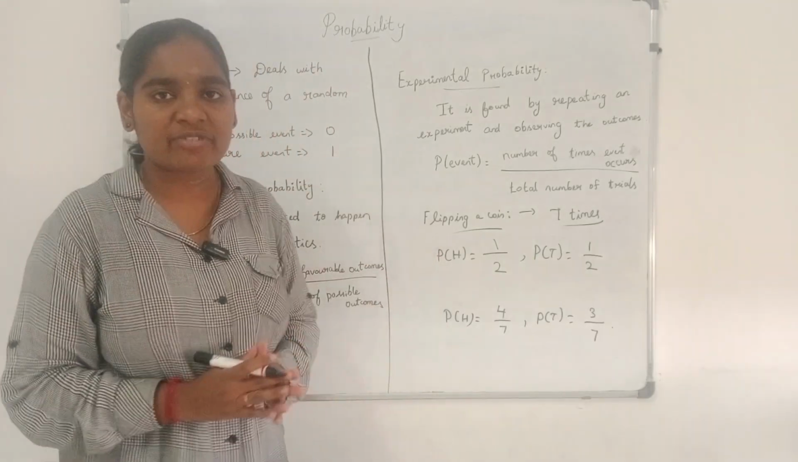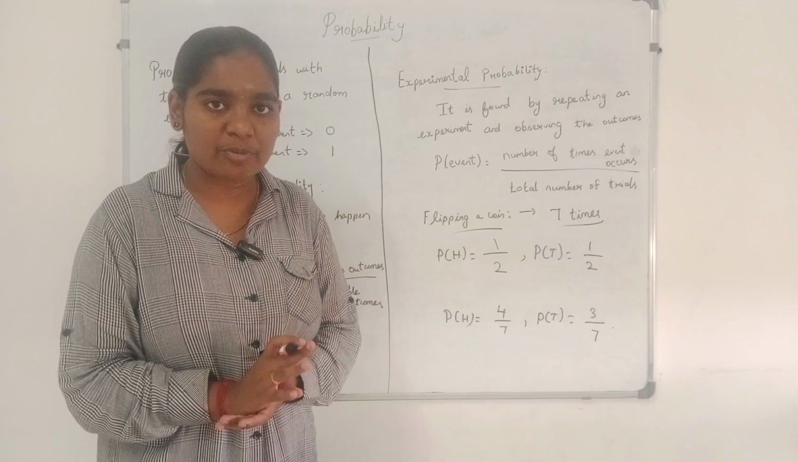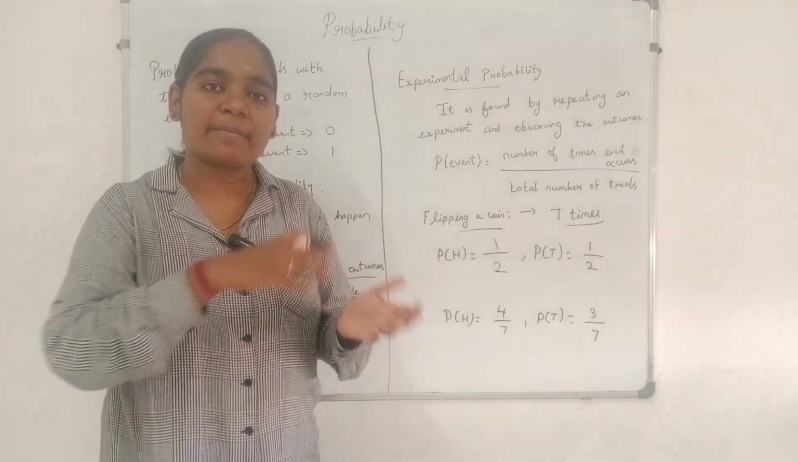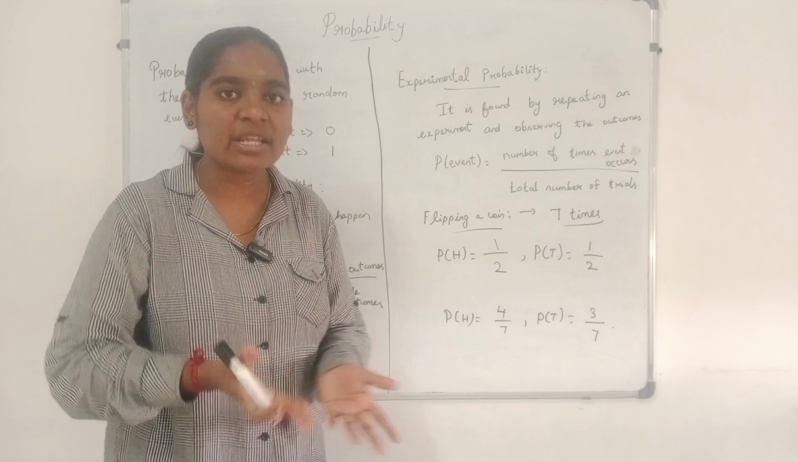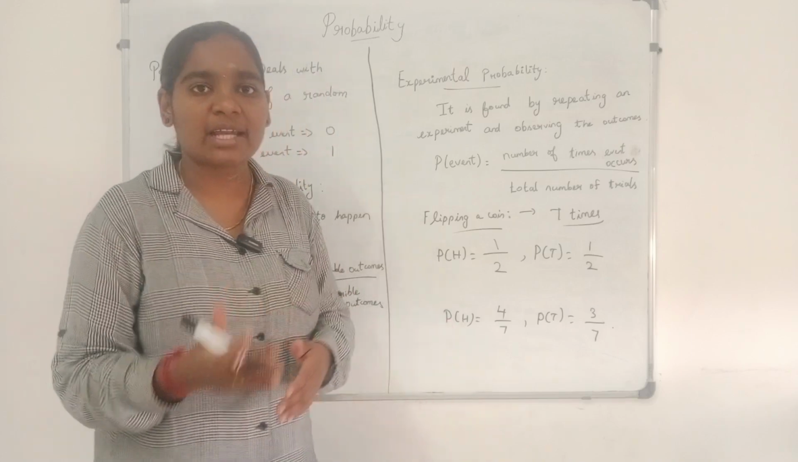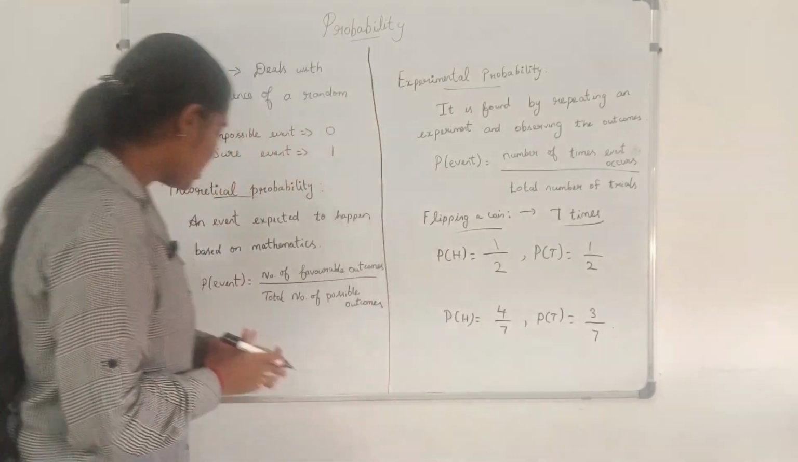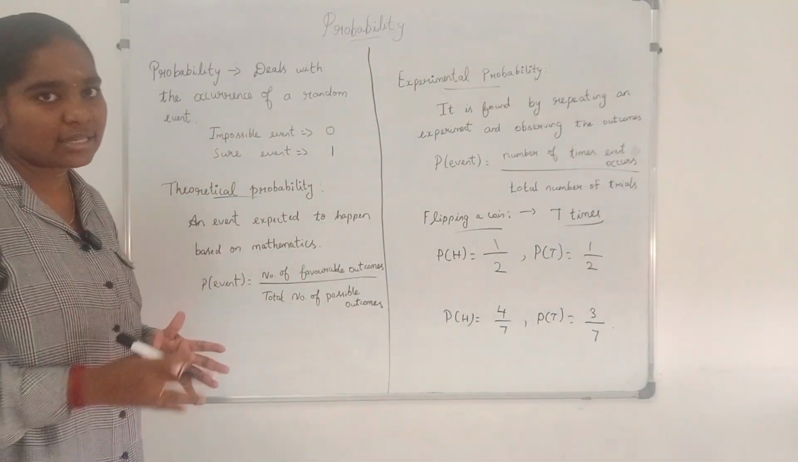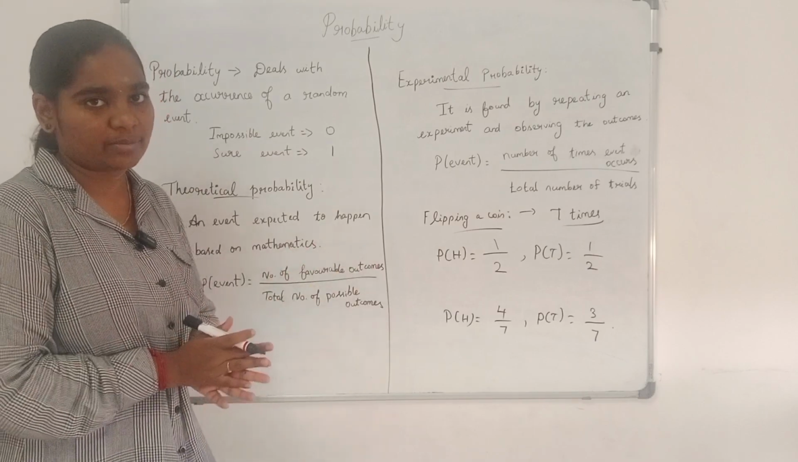So the basic difference between theoretical and experimental probability is, in experimental probability we do the experiment, and based on the results we got in that experiment, we find the probability. Whereas in theoretical probability, we find it based on the conditions given, based on the favorable and possible outcomes.